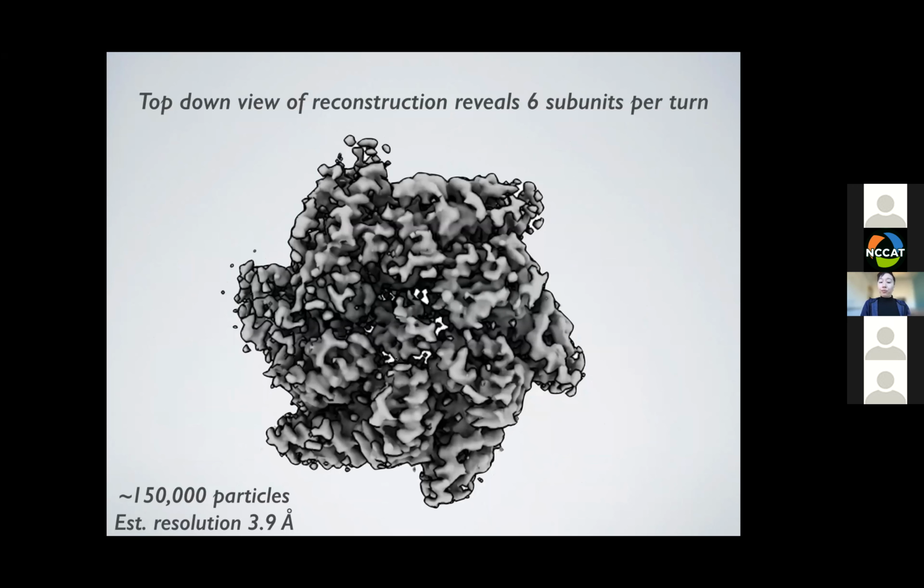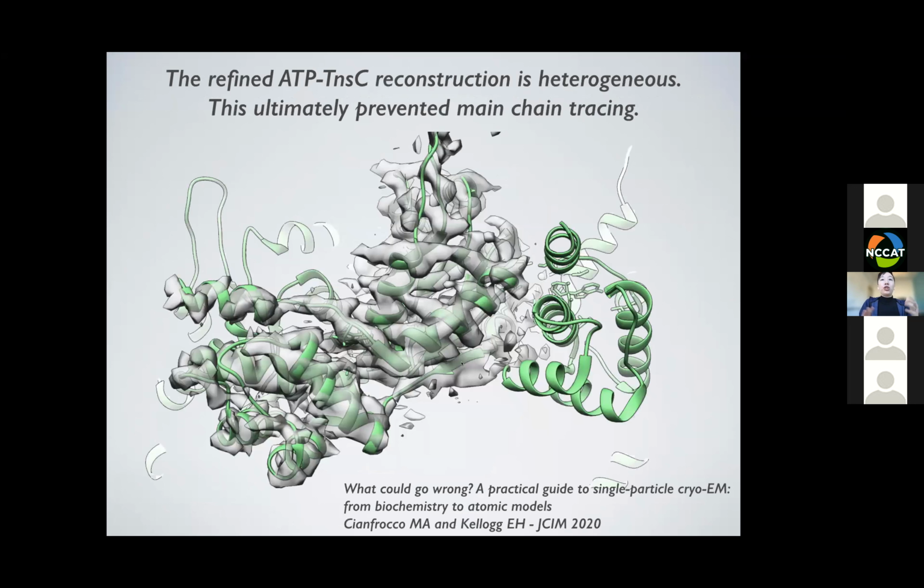And so after getting this, we were really, really excited, but we actually encountered another problem. So here, what I'm showing is the final structure that we obtained. This is one subunit of the TnsC protein that's docked into that ATP cryo-EM map, the one that we actually obtained. And now, remember, the resolution that we obtained for this reconstruction was estimated to be around 4 angstroms.